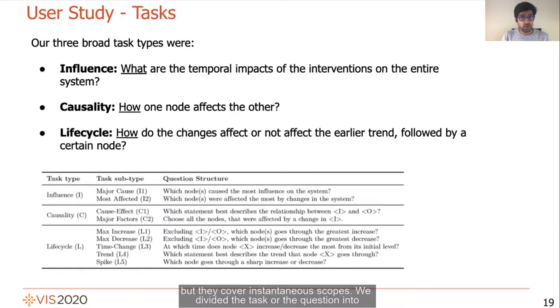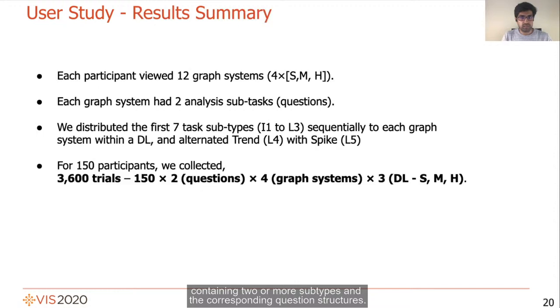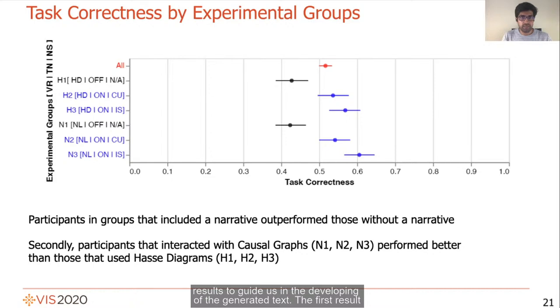We divided the task or the question into three broad types, namely influence, causality, and life cycle, with each containing two or more subtypes and the corresponding question structures. Each participant was shown 12 graph systems, four each of small, medium, and hard, with the questions covering two analysis subtasks. Finally, we clubbed the results from the 150 participants and allowed these results to guide us in the development of the generated text.